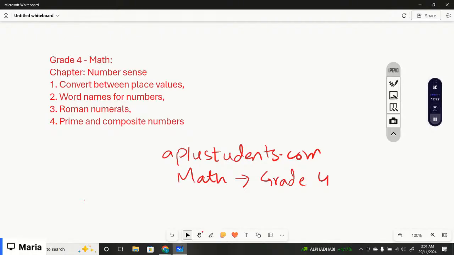There you can find a list of the chapters. We're going to start with the chapter number sense. The lessons we're going to cover today are convert between place values, word names for numbers, Roman numerals, prime and composite numbers. So please make sure you have your notebook and pencil so that you can note down the important examples and definitions as well.